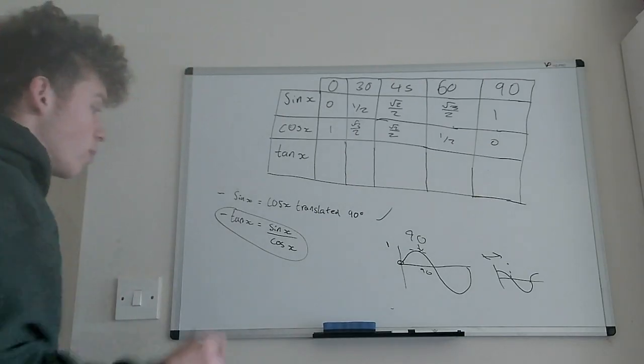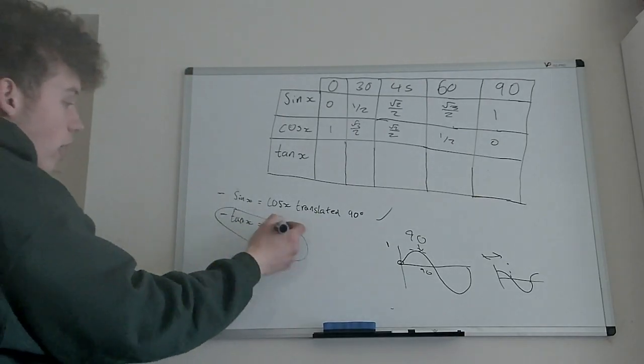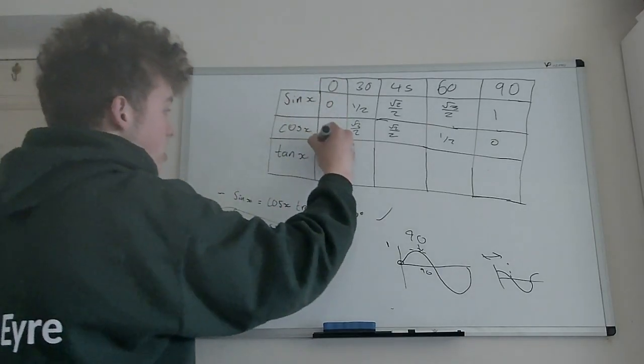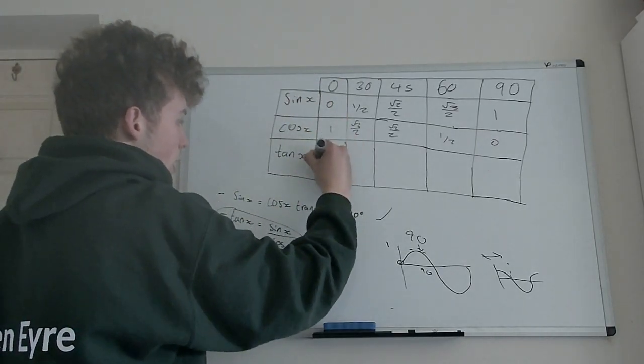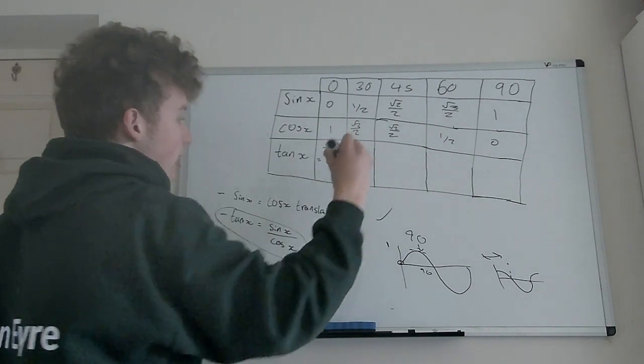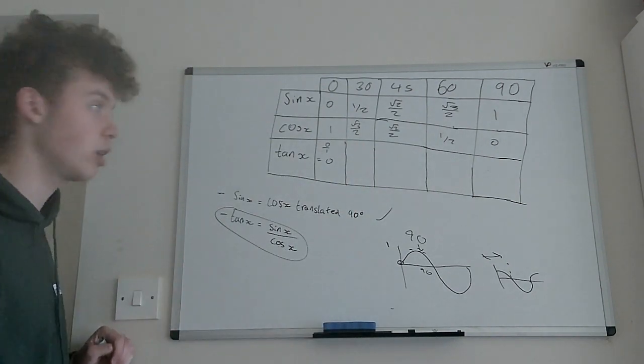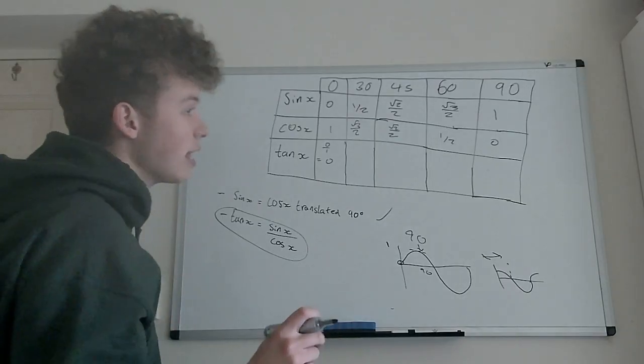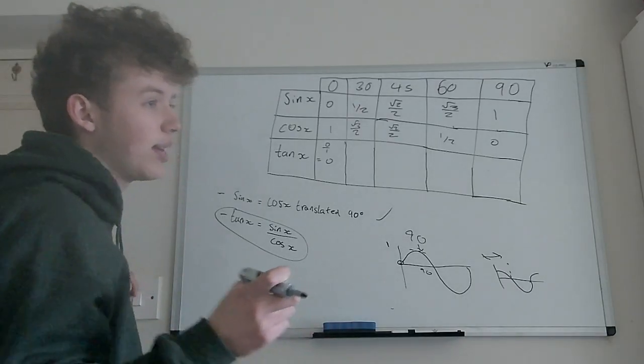So for tan, we're going to do this. So we're going to write everything as a fraction of sine over cos. So sine over cos, 0 over 1 equals 0. Anything divided by 1 is itself. You know that.